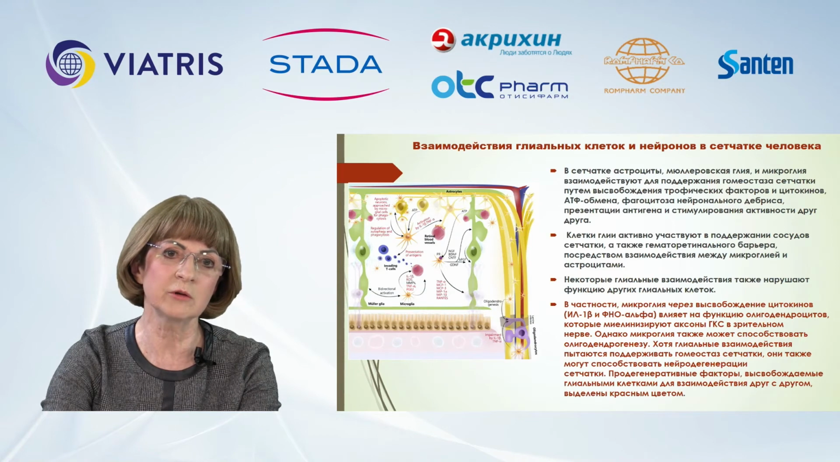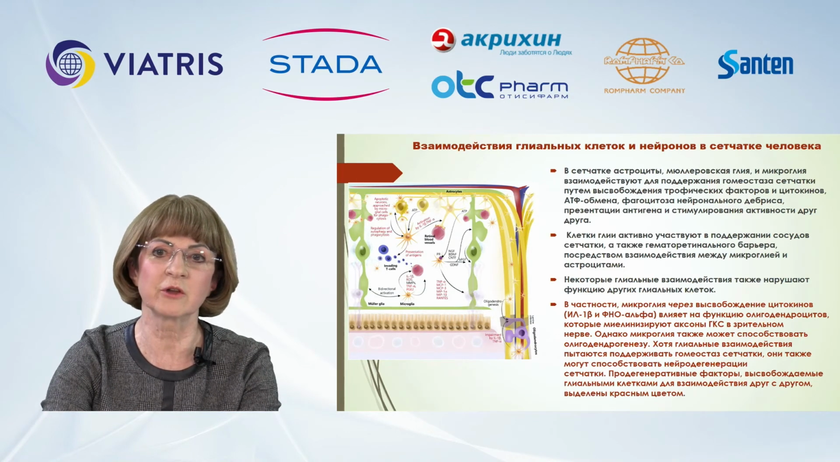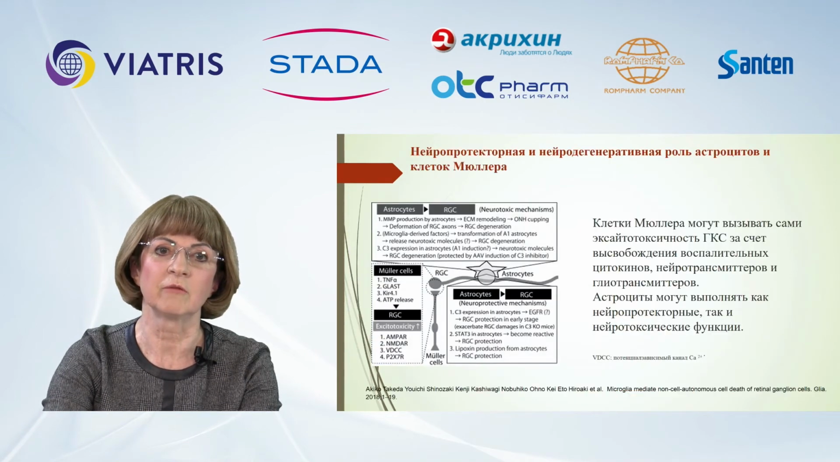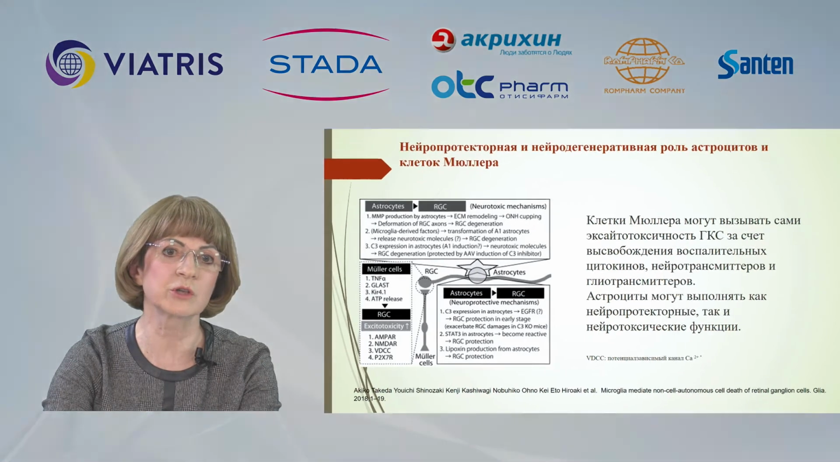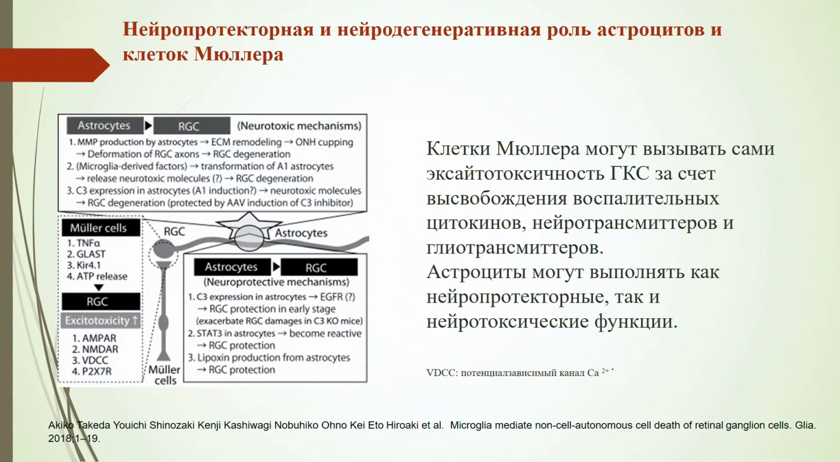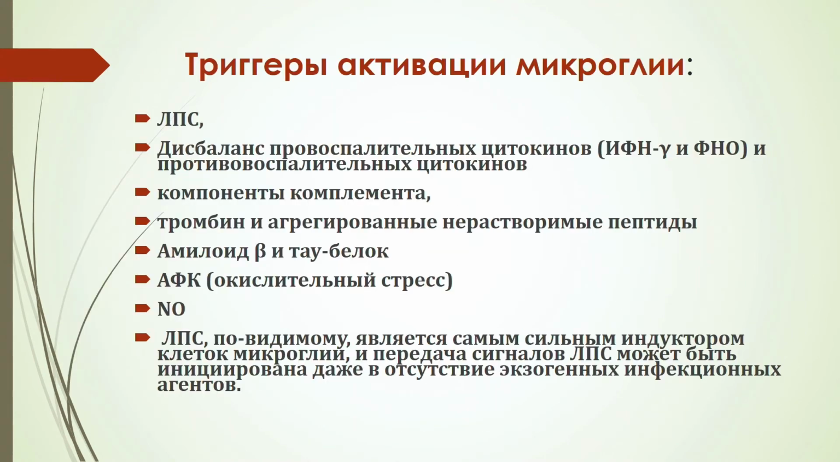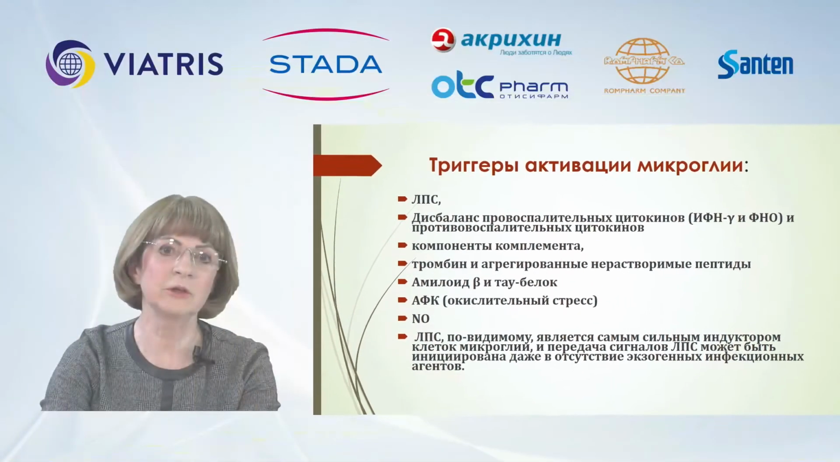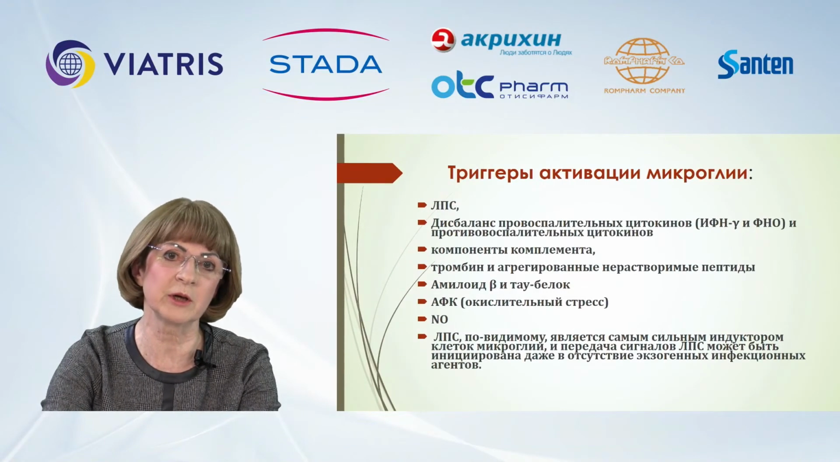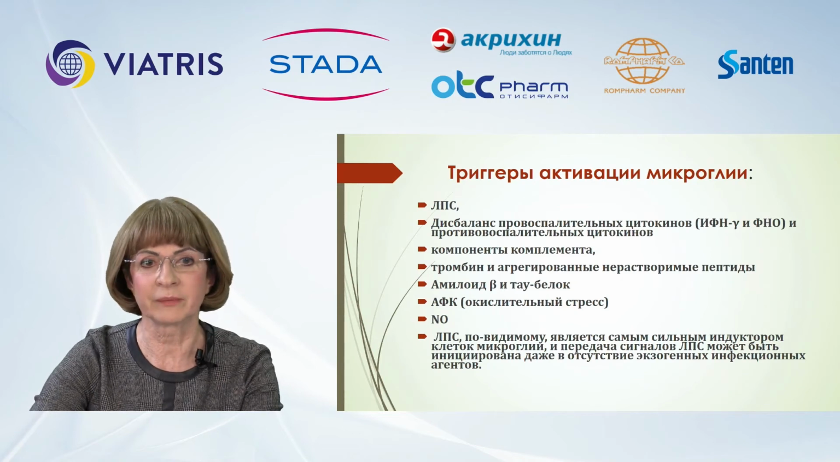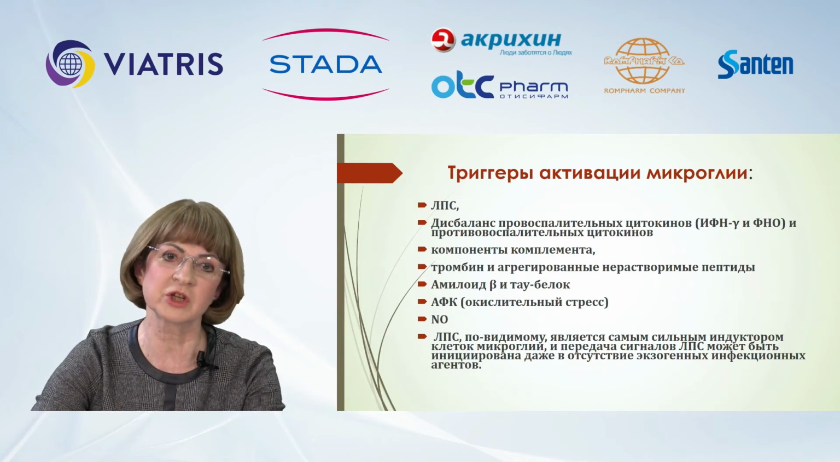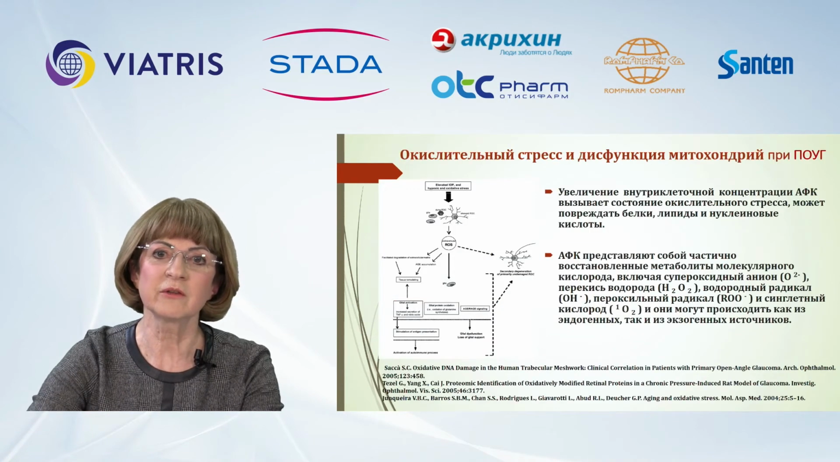But in activation, these cells release lots of molecules that could provide a launch of neurodegeneration. And here they are transforming into foes. Very similar behavior we see in the microglia cell and Muller cell. There is some accumulation of such effects, and they could provide some neurotoxic functions, and we have already discussed that. Triggers of microglia activation are lipopolysaccharides, a disbalance of pro- and anti-inflammatory cytokines, components of complement, degeneration proteins, and also reactive oxygen species and nitrogen species.